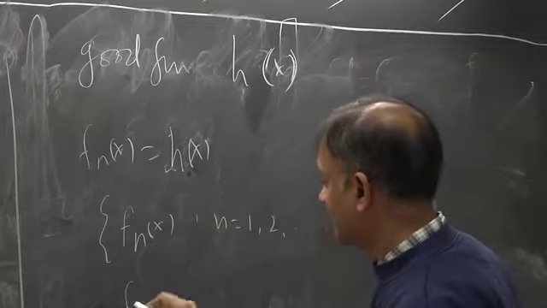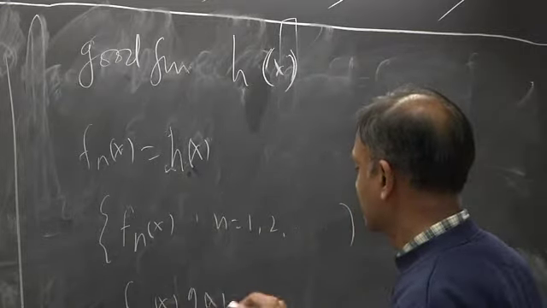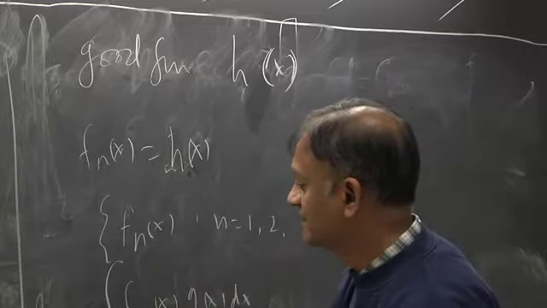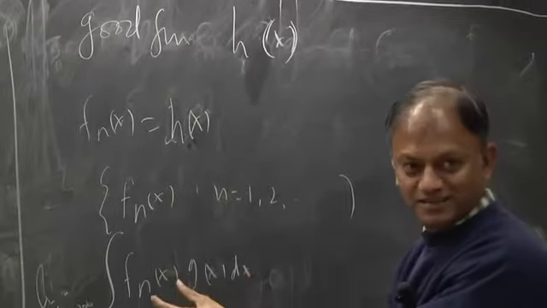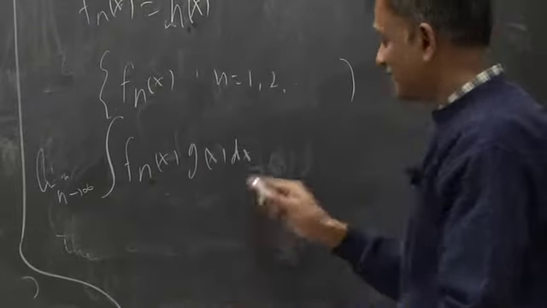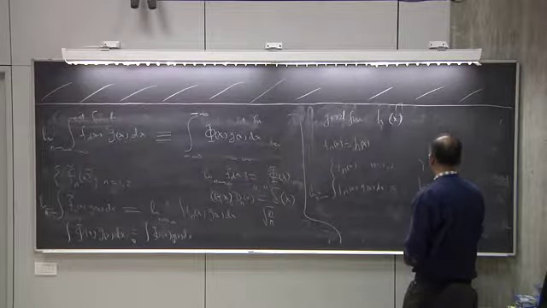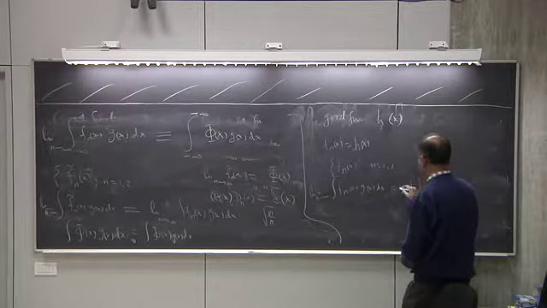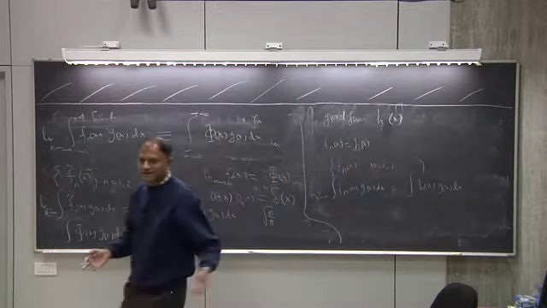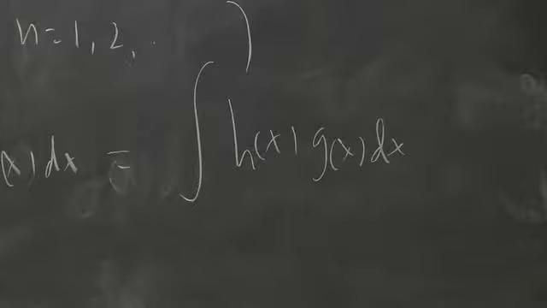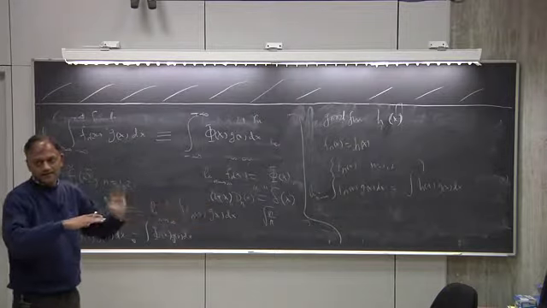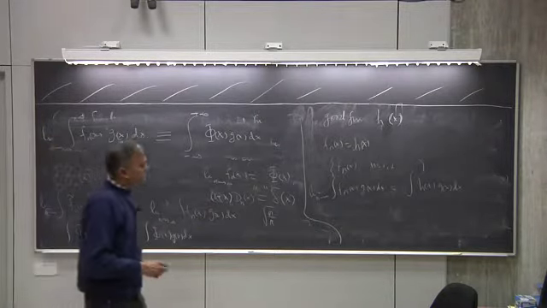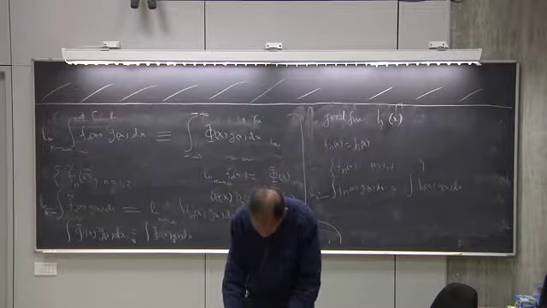And then it's obvious that the integral of f n x with g of x dx has a limit, because for every f n, this is simply h of x. So obviously the limit is the same, equal to the integral of h of x, g of x dx. So that limit exists. In a trivial way, you can write every good function as a generalized function, meaning a good function can be written as a sequence which satisfies the property that the limit exists.